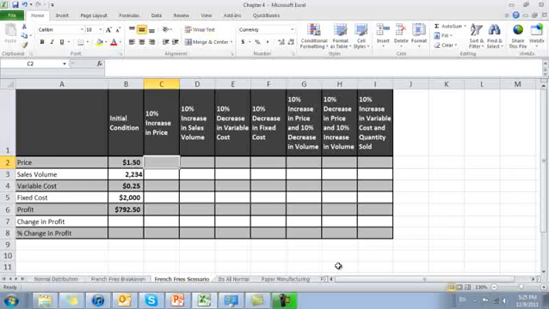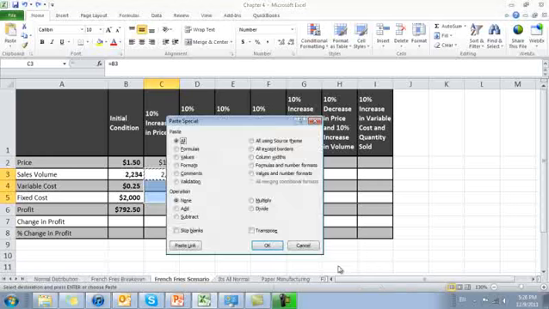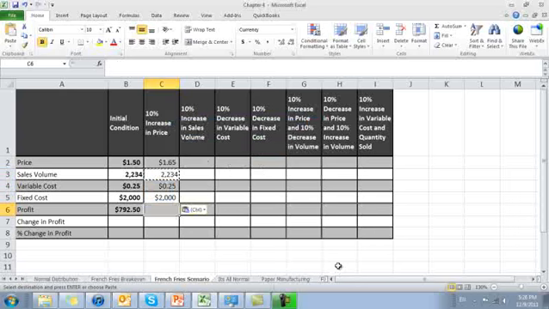Suppose I look at what would happen if I was able to raise the price by 10%, holding all else constant. Then my price would equal my initial price times 1 plus 0.1, that's a 10% improvement. All else will remain the same. Copy and paste this down. Go ahead and just paste the formulas. There we have it.